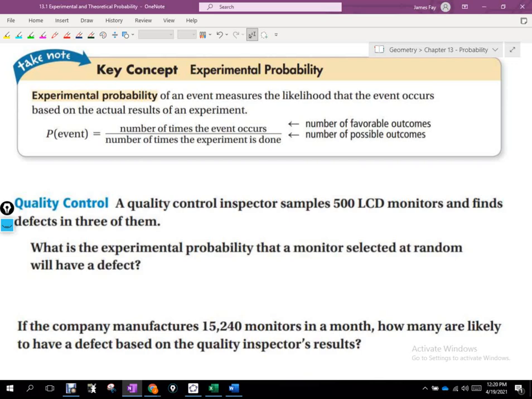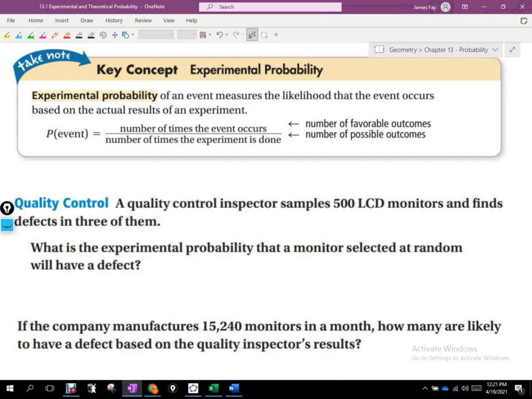Experimental probability is the idea that we are actually conducting an experiment. We are actually going through a procedure. It is based on the actual results of that experiment.